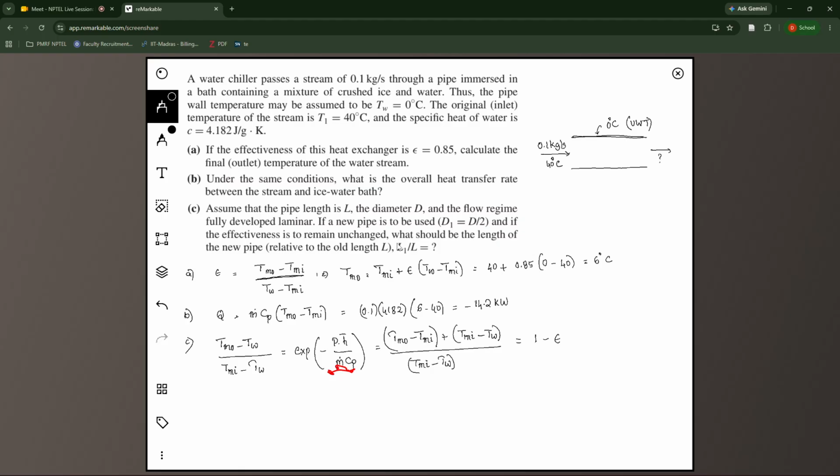The mass flow rate that you are keeping is also held constant, which is 0.1. Cp is also a material property which is constant. And as we discussed before, for a fully developed flow, h is also a constant. So m dot is constant because we have to maintain a similar flow configuration. Cp is a material property which is constant. And h is a constant because we have the assumption that it is a fully developed laminar flow.